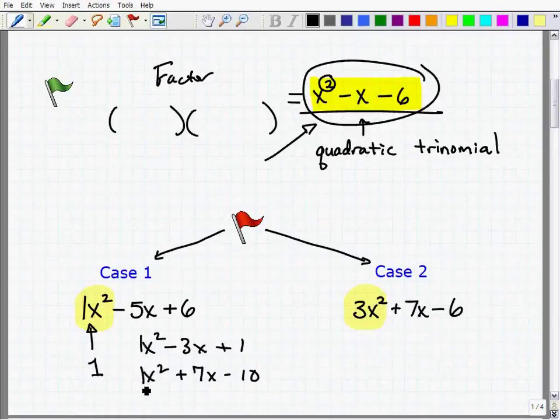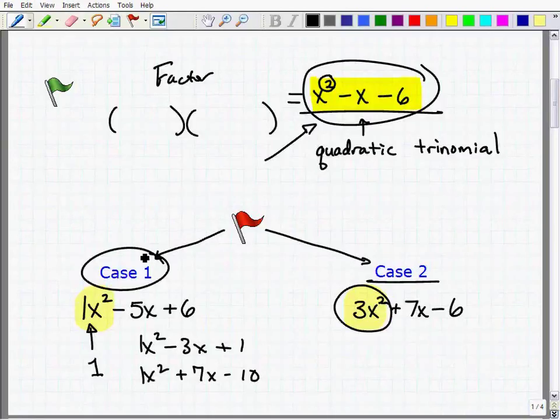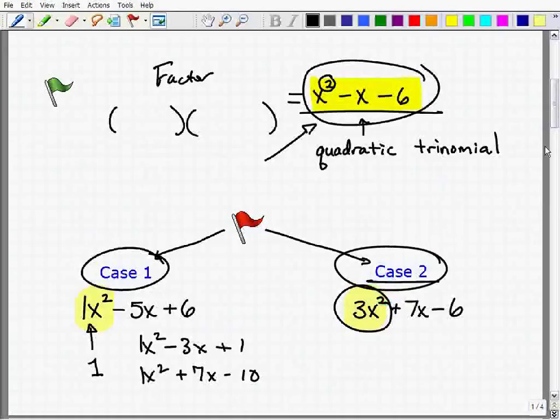Well, if it's not 1x squared, it falls into the case 2 category. So here, for example, we have this particular trinomial that has a number other than 1 as its leading coefficient. So we have a 3x squared situation. You're going to use two different methods. They're kind of similar, but there are some differences to factor these different cases. Right now, I'll just tell you, case 1 is really easy. Case 2 is just a bit more involved. So let's get to it.